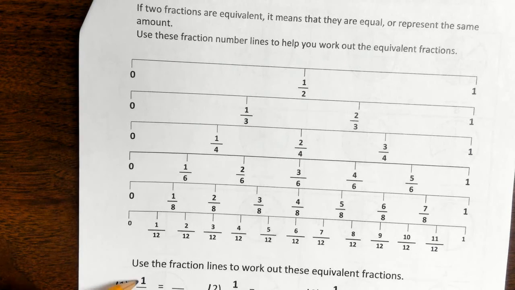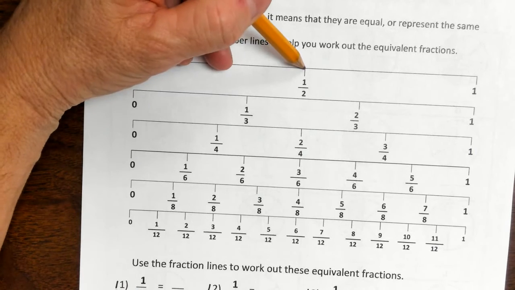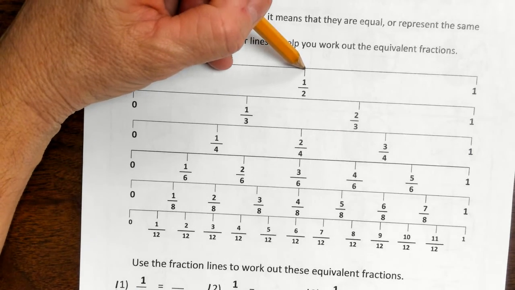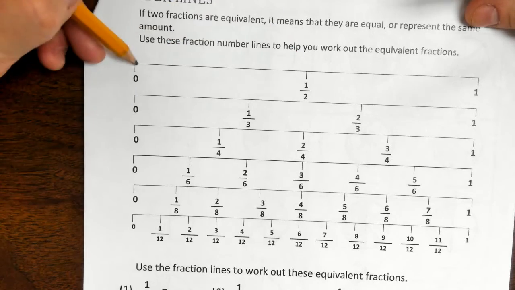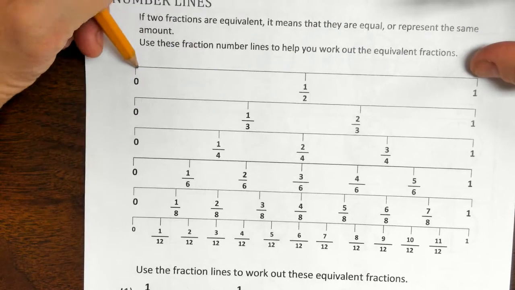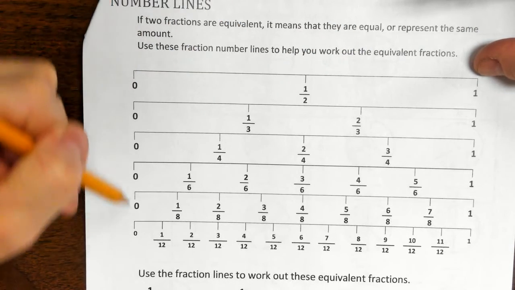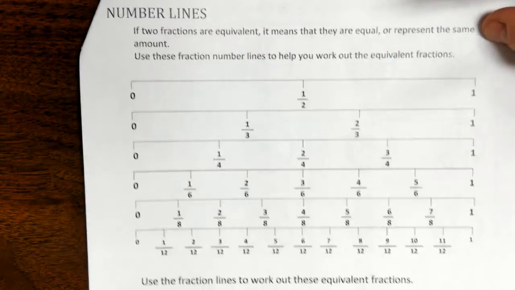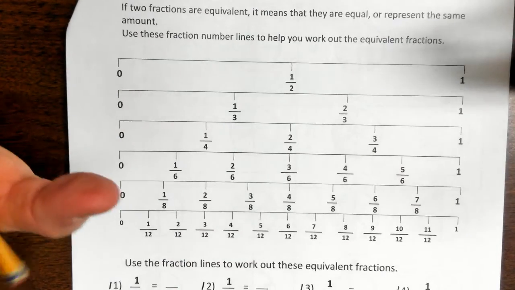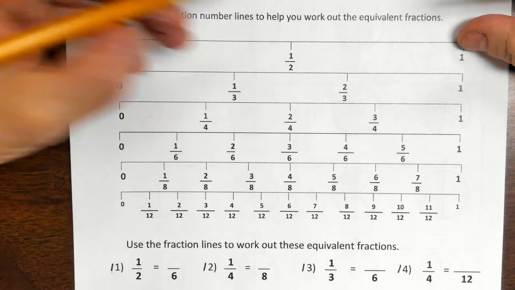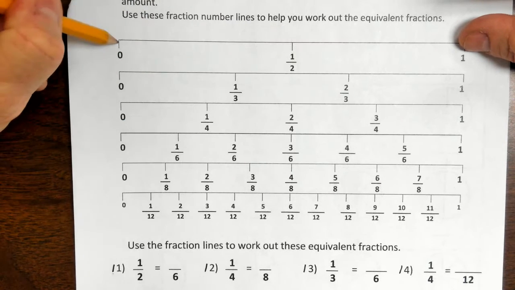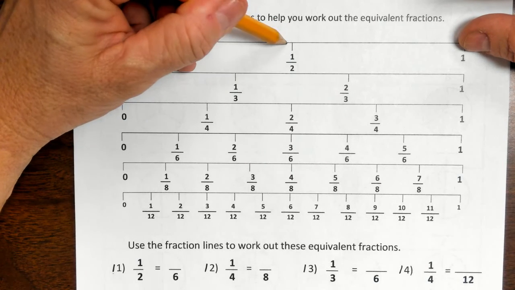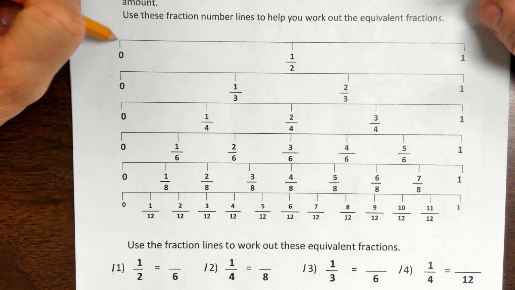Number 11 says, if you have 1/2 on the number line, I guess we should take a few moments and look at the number line. The first one at the top, all the number lines start at 0 and end at 1. So we're just talking about the space on a number line between 0 and 1. 1/2 is in the middle. So from this point to here is 1/2 of the distance between 0 and 1.